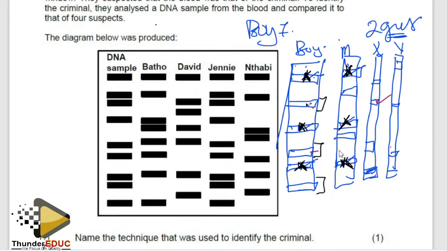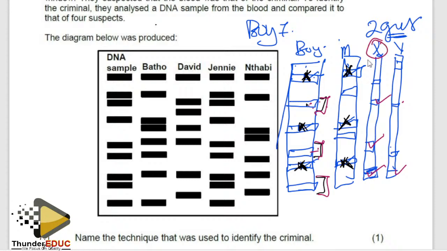And then this bar corresponds with that. This bar corresponds with this and this. However much this one has one which is corresponding, this one and this one did not match with him. So all the remaining bars have corresponded with this guy X. Therefore, guy X is the father.